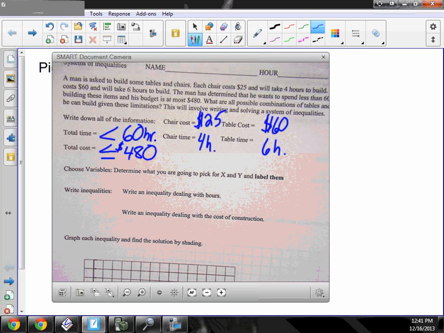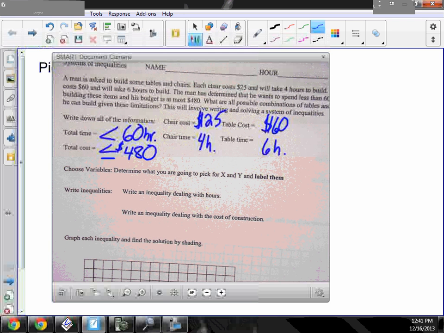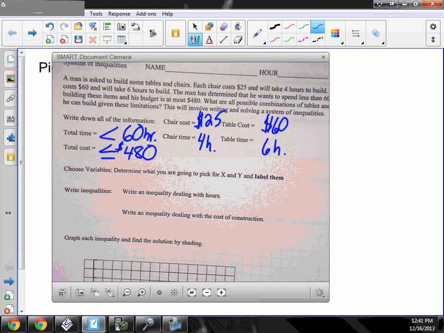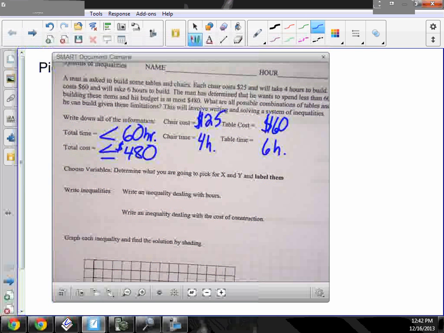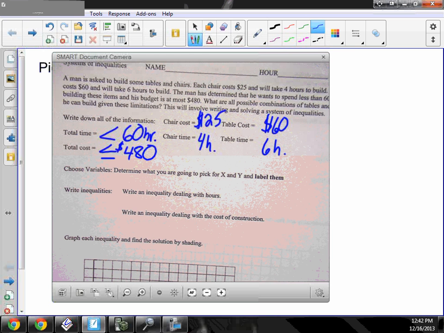So we're going to have 2 equations here. One restriction deals with time and one restriction deals with money. So we need to choose our variables. What are we looking for? What are the unknowns? How many tables and how many chairs? You could pick X to be tables or X to be chairs, it depends. Just so everybody does it the same way, whatever item is listed first, I want you to make that the X. Otherwise your graph will be switched. Your X and Y axes will be switched.